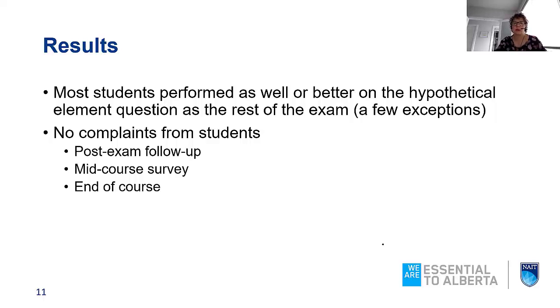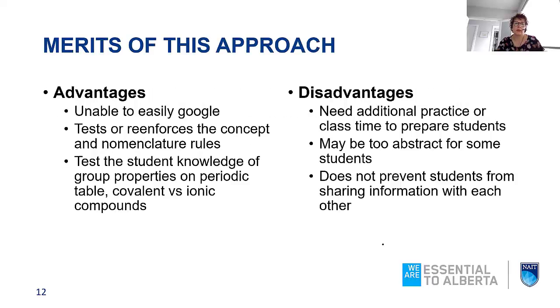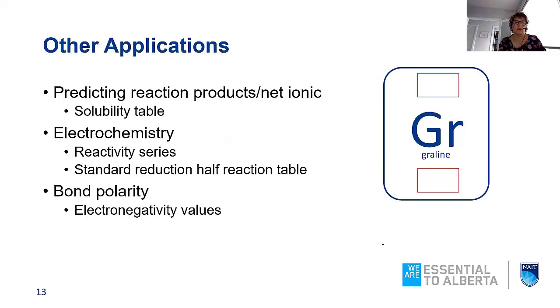And I think this is a concept that can be extended a bit, depending on other types of questions, and thinking of things that are easily Googled. For example, if you wanted students to predict the reaction products for a net ionic equation, you could incorporate a hypothetical element into a solubility table. For electrochemistry, you could incorporate a new element or reaction into a standard reduction half reaction table. And for bond polarity, you could sub in electronegativity values.